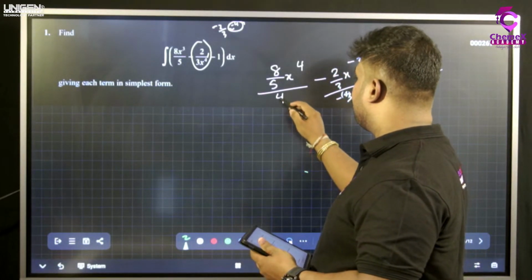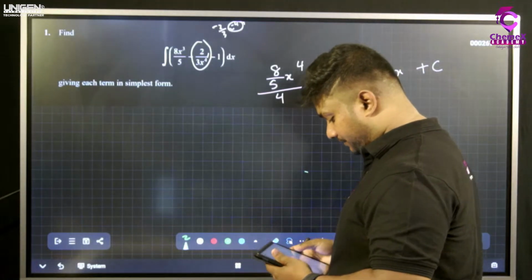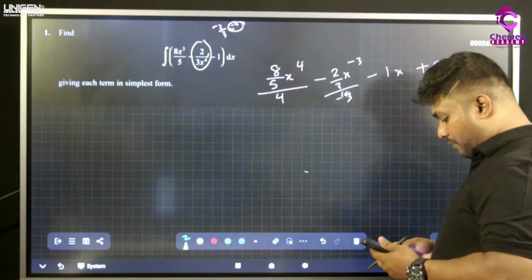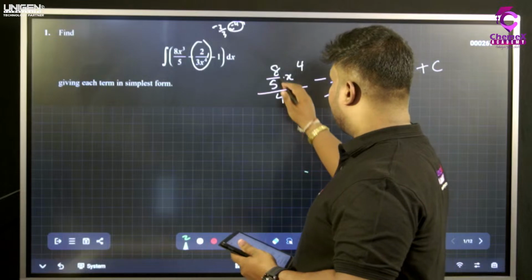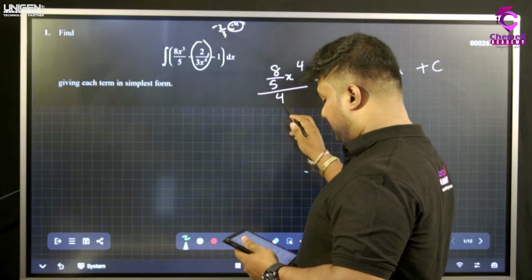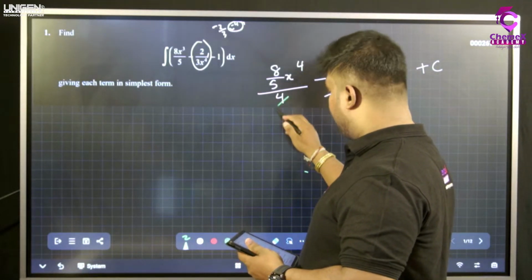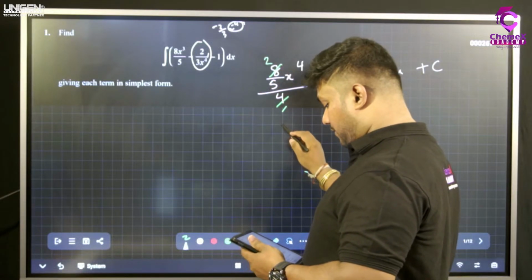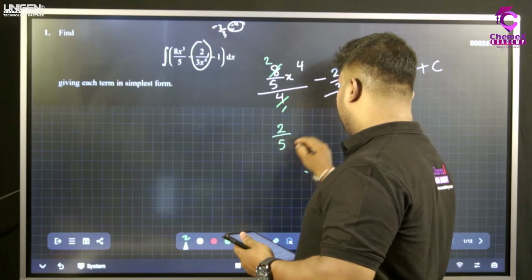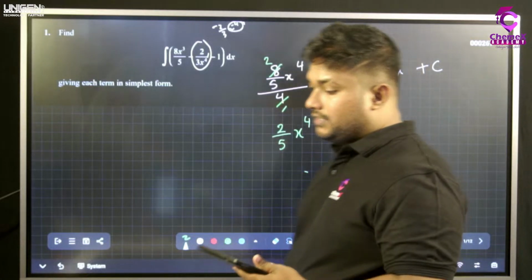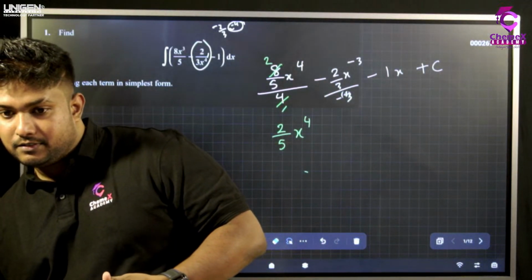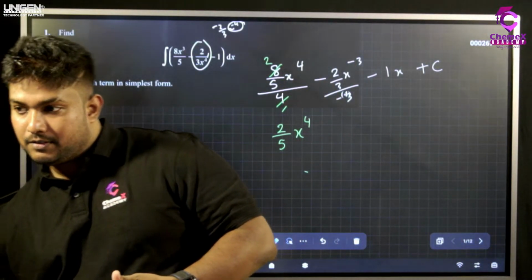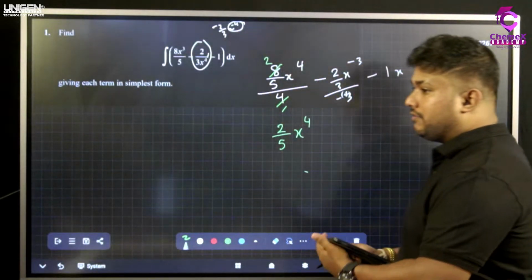So if I simplify this, I can multiply with the front, so it's going to be 1 and 2. So 2 over 5 x to the power 4. Let's join the other one. 2 over 5 x to the power 4.